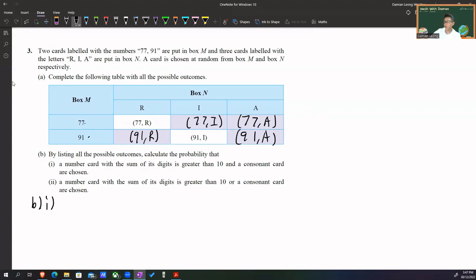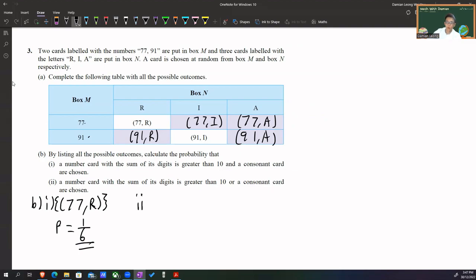Sum of digits greater than 10. 9 and 1 is not greater than 10. 9 plus 1 is exactly 10. So it's not greater than 10. Means it must be 77. Consonant card are chosen. Means it must be R. So the only outcome is 77R. So probability will be 1 out of, here there are 6 outcomes. So 1 over 6. Okay. You have to list out the possible outcomes like this.